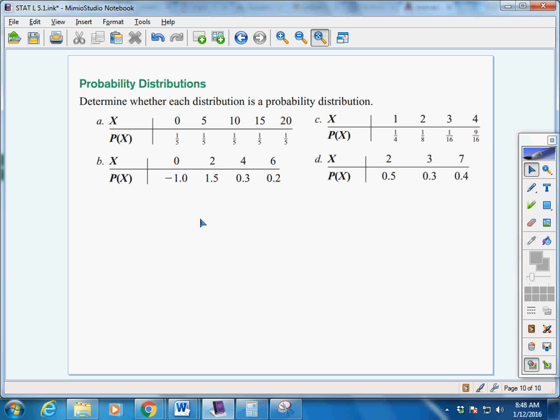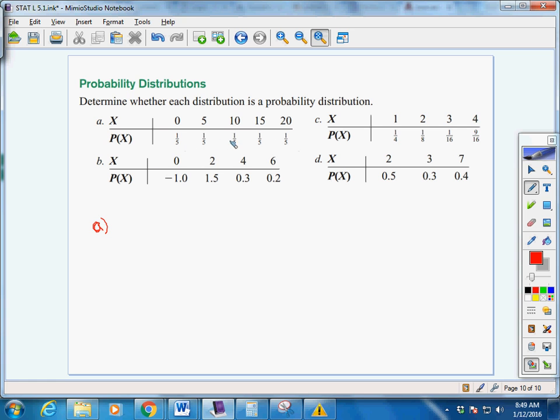This example asks us to decide whether each distribution is a probability distribution. So let's just focus on part A right here. Okay. First of all, let's look at the probabilities. Are they all between 0 and 1? Yes. What about if you added them up?